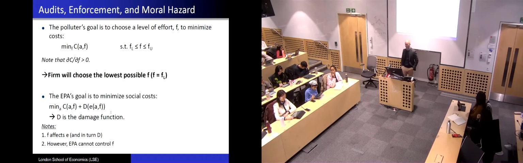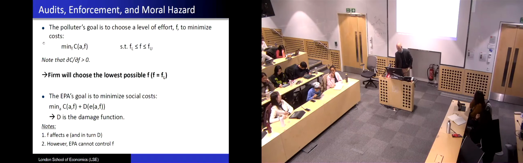So let's see what's going to happen in this situation. The polluter's goal is to choose the level of effort in order to minimize the cost. Again, the cost depends on two things: one is A, the abatement technology, but also the effort. Obviously, if you want to maintain, for example, change the filter or have more maintenance people working for you, that's going to be more expensive. They can't choose A. That's been determined for them by the regulator. But they can choose the level of F, and F can vary between FL and FU, the lower and upper bound. So you can invest a lot in maintenance or very little.